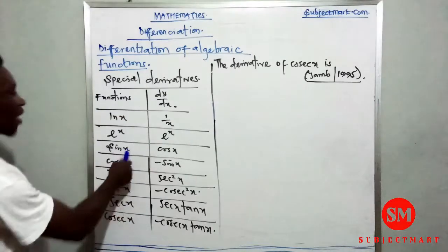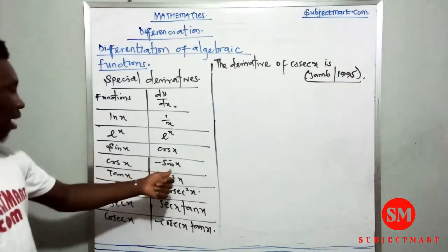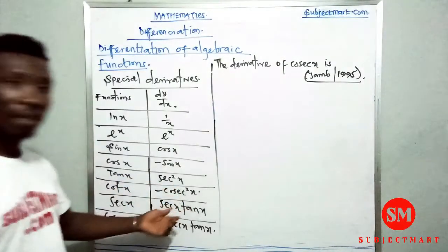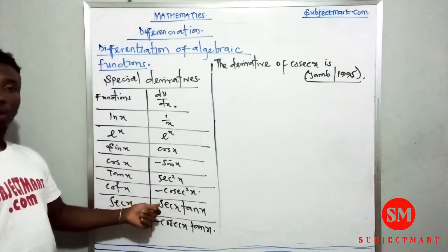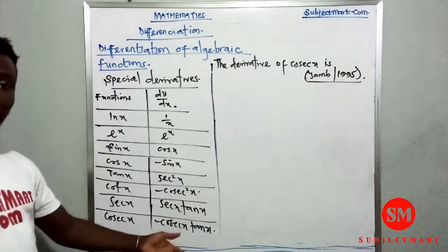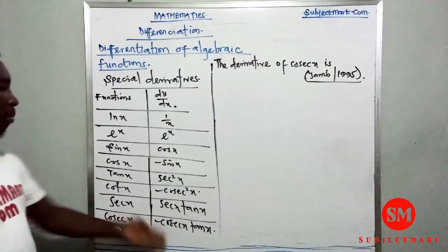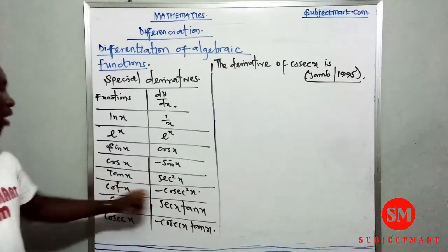So if we differentiate sine x, we get cos x. If we differentiate cos x, we get minus sine x. If we differentiate tan x, we get sec square x. If you differentiate cot x, you get minus cosec square x. If you differentiate sec x, you get sec x tan x. If you differentiate cosec x, you get minus cosec x cot x.